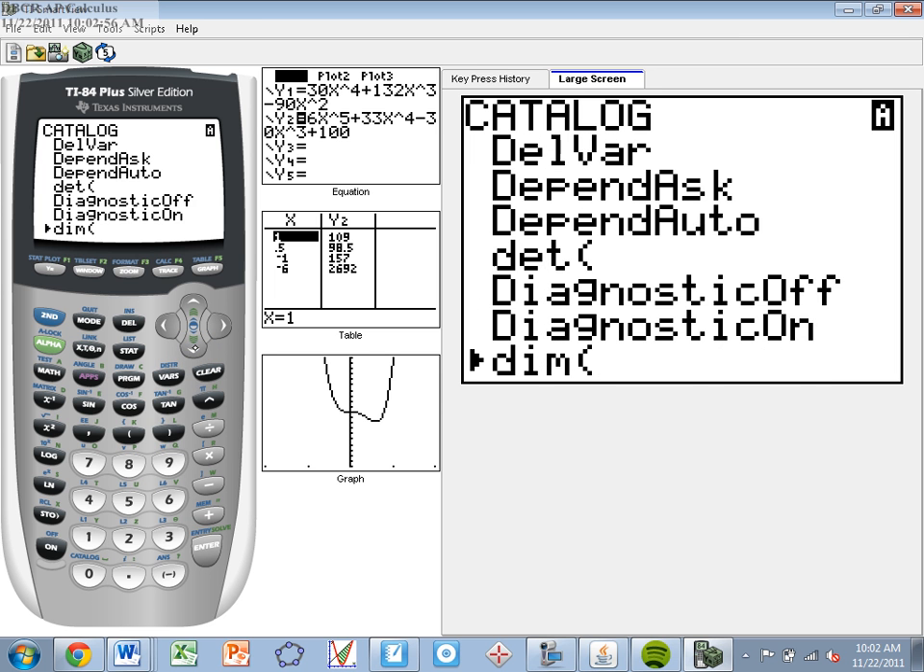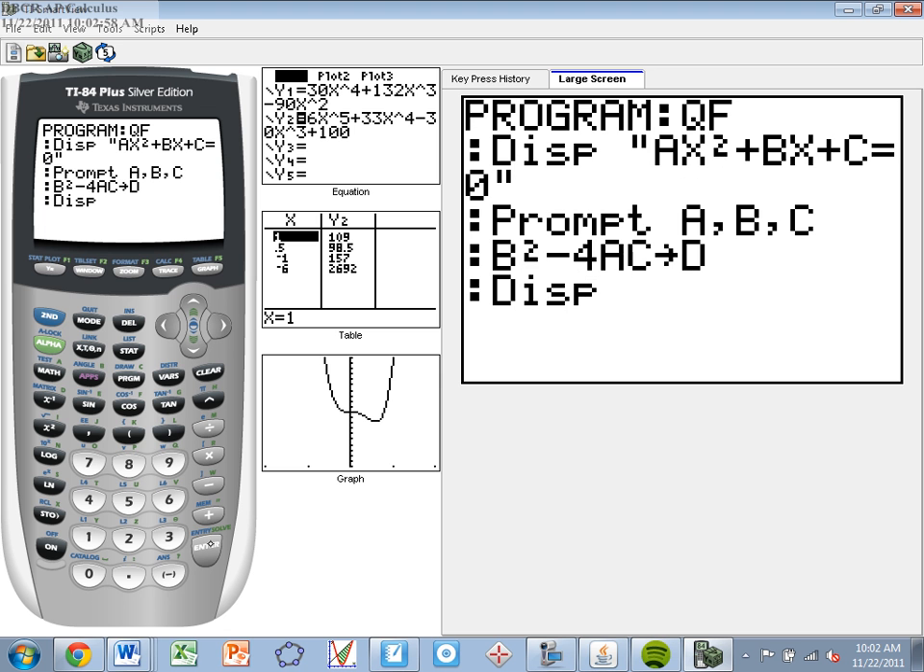DISP, hit enter. What do I want to display? I want to display the actual answer. Well, the answer, as we know, is x equals negative b plus or minus the square root of b squared minus 4ac all over 2a. Well, what's b squared minus 4ac defined as? D, right? So I can simply put a D under here now. So I write negative b plus or minus the square root of D all over 2a.